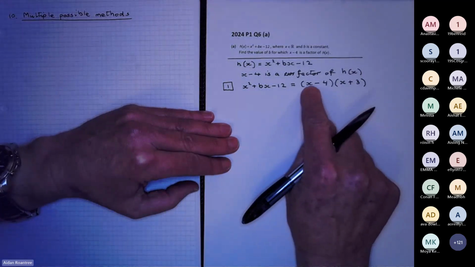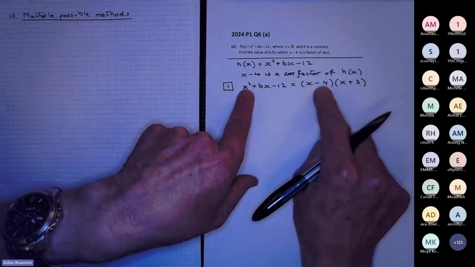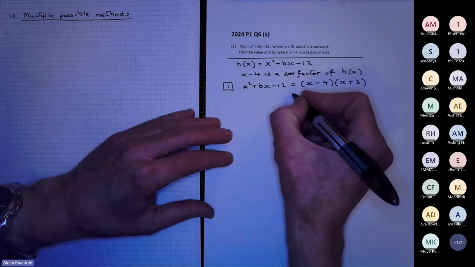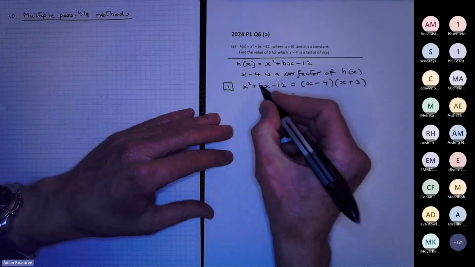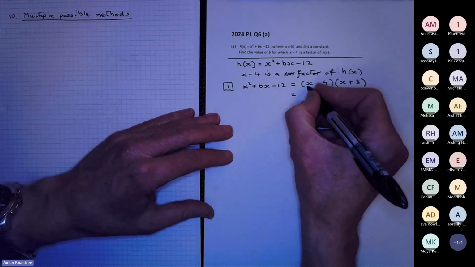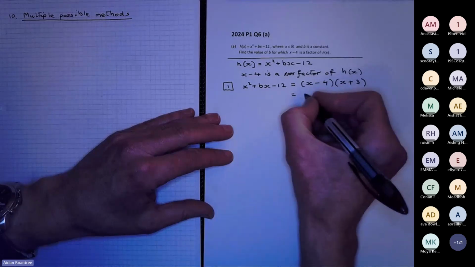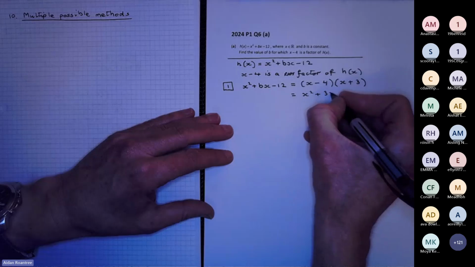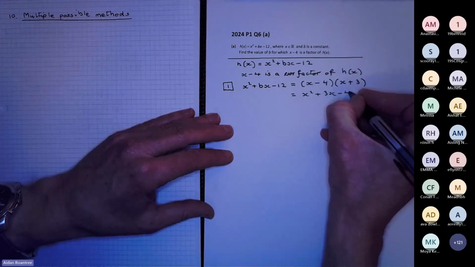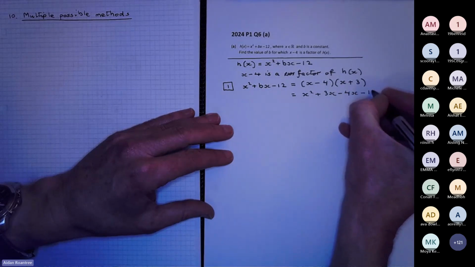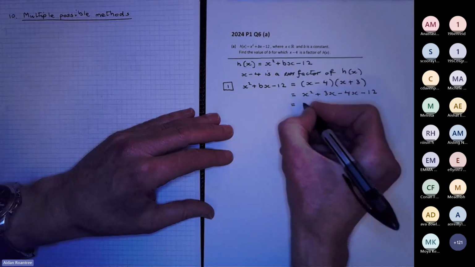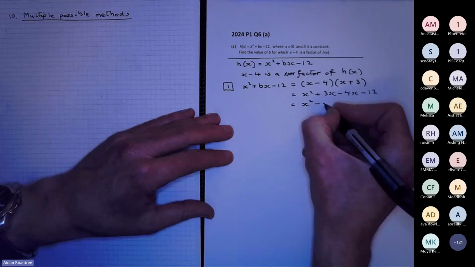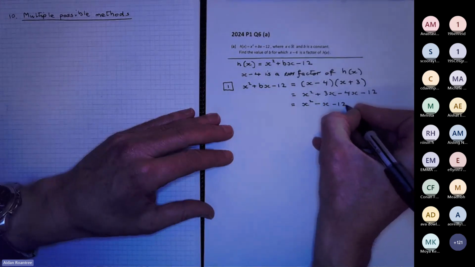Okay, and you can check that. X by x at the beginning gives you x squared. And then minus 4 by plus 3 at the end gives you minus 12. And now, if we work this out, we may be able to identify b from that. We get x by x is x squared. X by 3 is 3x. Then we get minus 4 by x is minus 4x and minus 12. And then if we gather like terms in the middle, plus 3x minus 4x, that's minus x, minus 12.